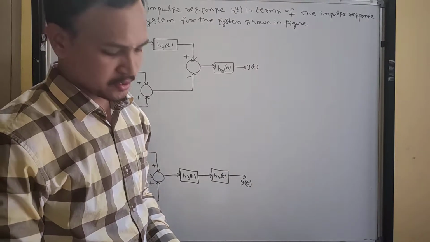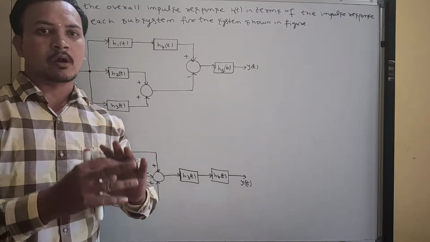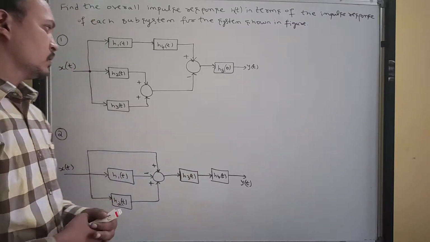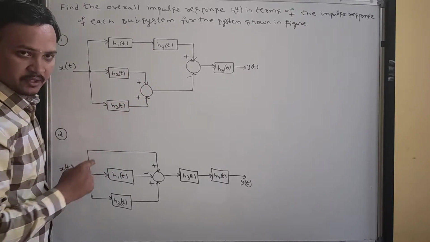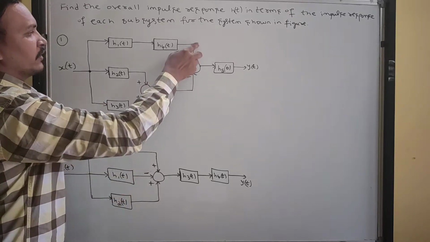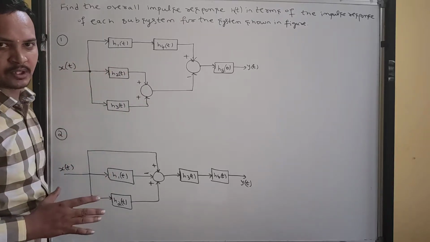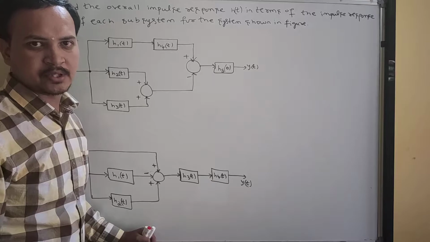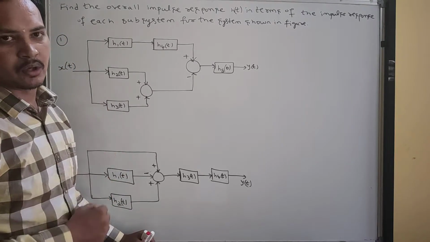Okay, good morning students. Now I am going to explain the overall impulse response of each subsystem. So look at here, h1 of t, h4 of t, h2 of t, h3 of t. These are all subsystems. Now what I am going to do is find the overall impulse response of each subsystem. This is related to the Signals and Systems subject. As per the VTU syllabus, it is the module 2 last topic.